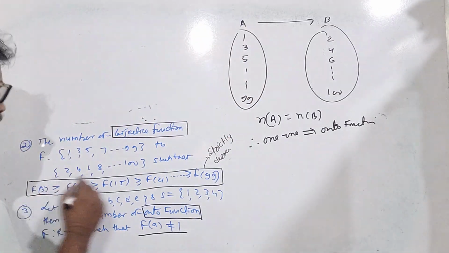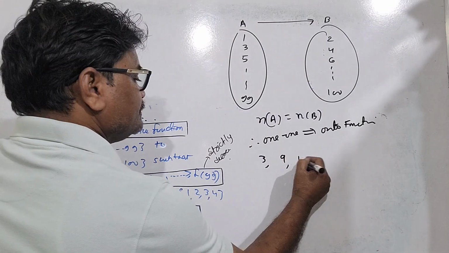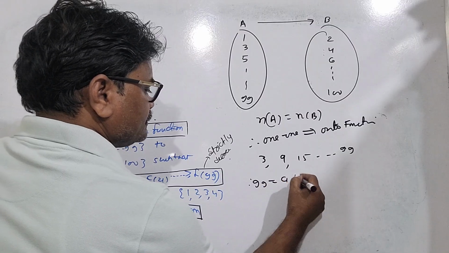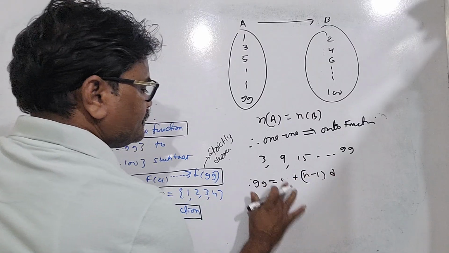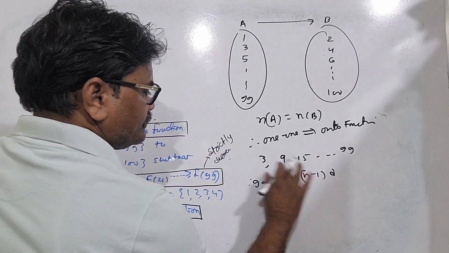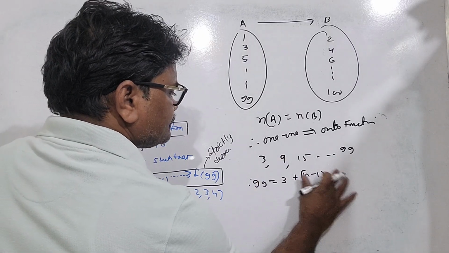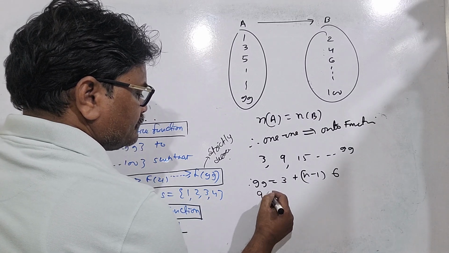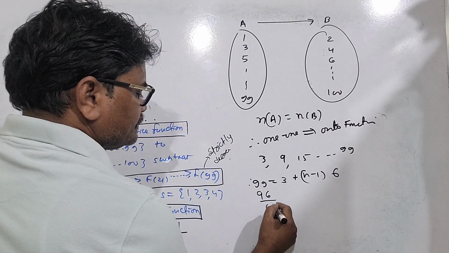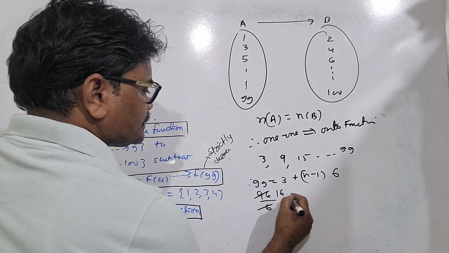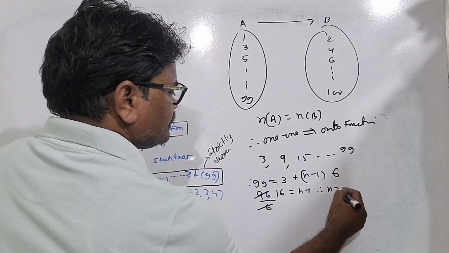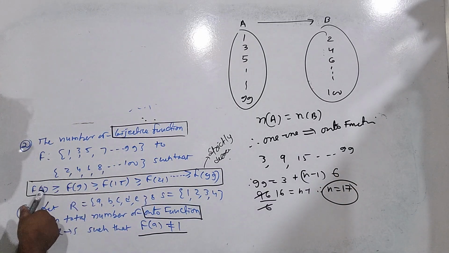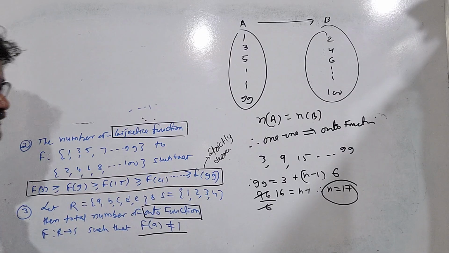So now with these first elements we have to arrange. How many elements are there? See, there is 3, then 9, then 15 up to 99. So 99 equals a plus n minus 1 into d, the formula. a is 3, n I don't know, that we have to find out. d is 6. So this is 99 minus 3, that is 96, divided by 6. 16 equals n minus 1. So n equals 17.